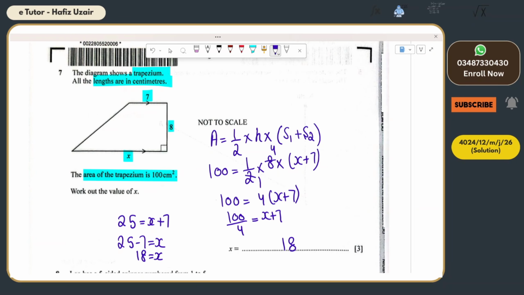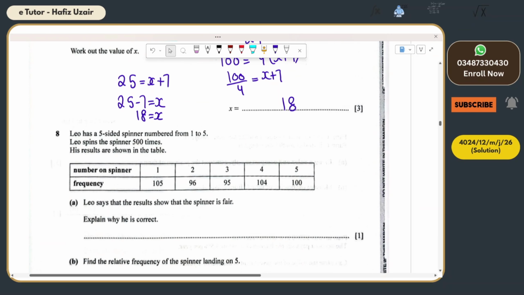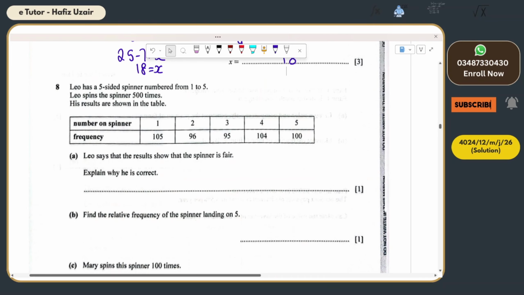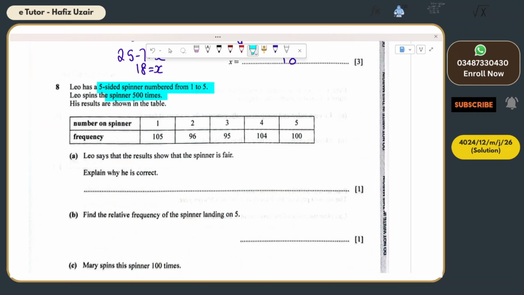All right, let's move to question number 8. So Leo has a five-sided spinner numbered from 1 to 10. And Leo spins the spinner 500 times. His results are shown in the table. All right. So now you can check the number on the spinner, one number on the spinners.